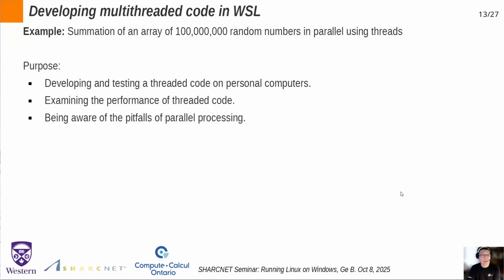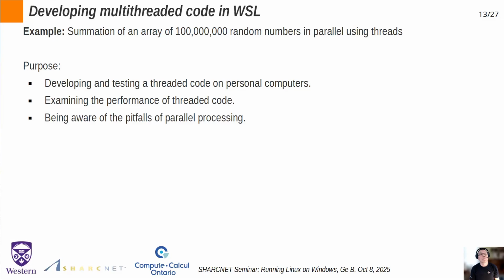Now, moving on, let's see how we can develop and test our code on Linux in WSL. I'm going to show you 3 examples. A C++ multi-threaded code, a parallel Fortran code with the support of MPI, and a parallel Julia code using a distributed array.